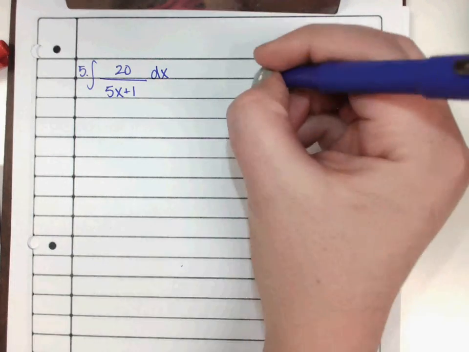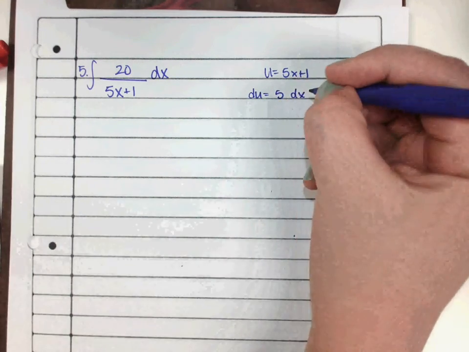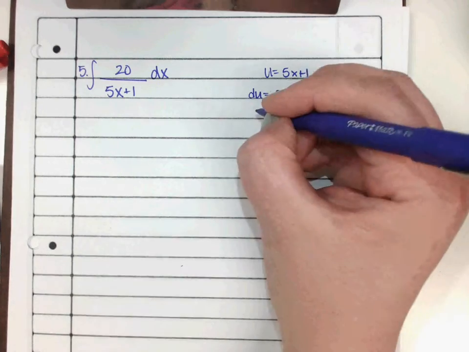Okay, so look guys, your du should be 5 only dx. Some of y'all are keeping the plus 1. What's the derivative of 5x? 5. What's the derivative of 1? Nothing. Then that means my dx is a du over 5.